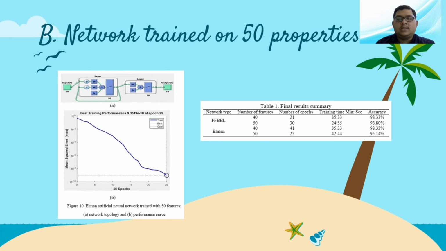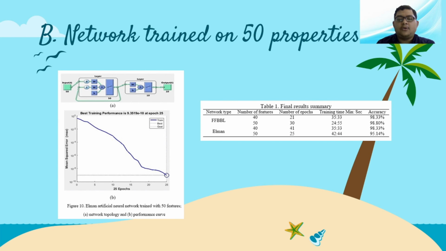B. Network trained on 50 features. The input layer has 50 nodes and the output layer has 10 nodes. Figure 10a illustrates the topology of this network. The training process took 41 minutes 44 seconds and reached stability after 25 epochs. This network recognized faces with 95.14% accuracy, and Figure 10b shows the MSE curve.